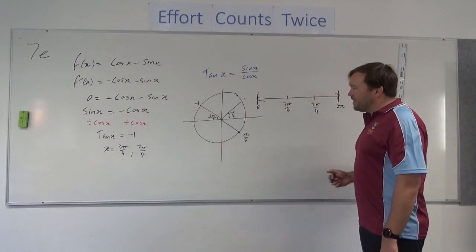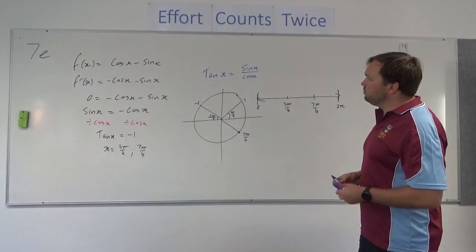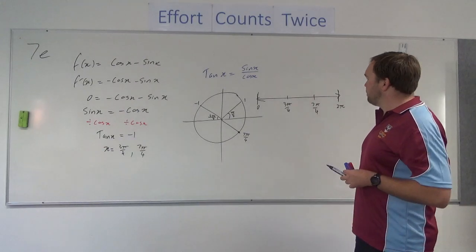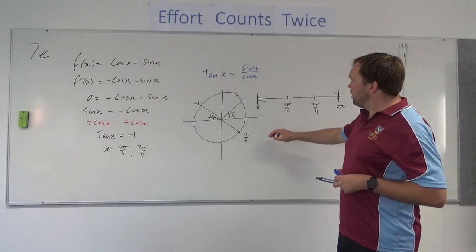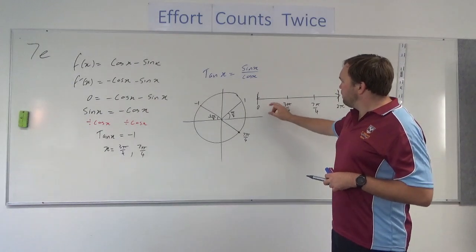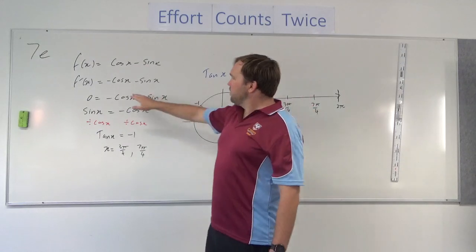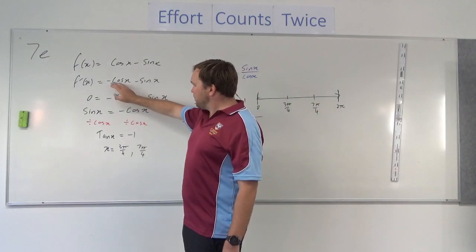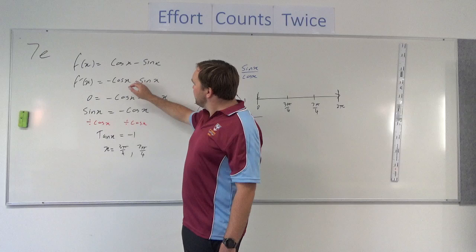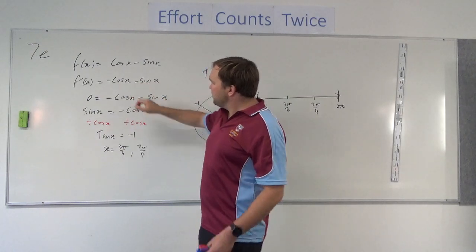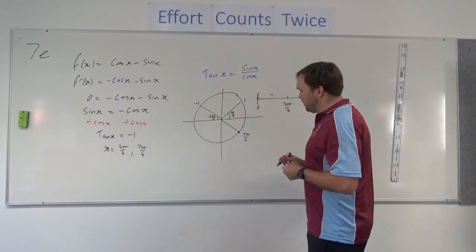If we sub in between, I'll pick nice easy values to sub in between. For example, if I was going to sub in here, I'd pick pi on 2. Pi on 2, cos is 0, so it disappears altogether. Sine is positive 1, so the whole thing is negative 1.